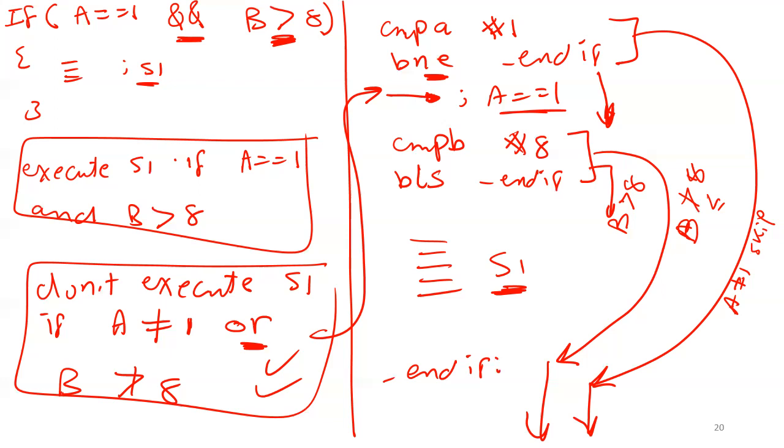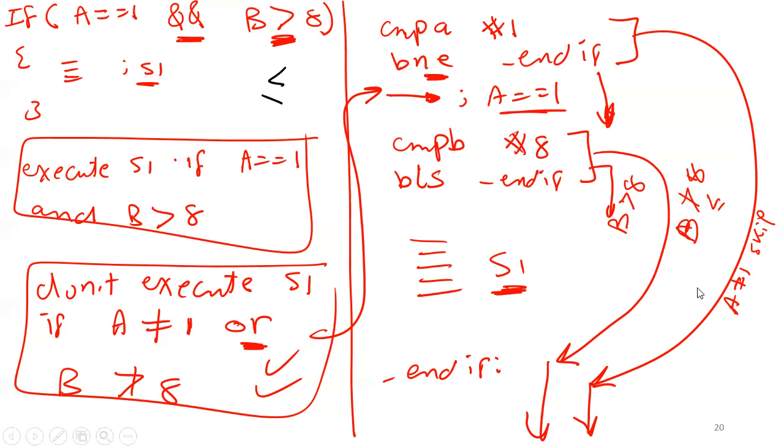For the second one, I'm going to compare B to 8. And then I'm going to say here, less or same, the opposite of this condition. So if it is less or same, that means the condition is false. It means B is not greater. Not greater means less or same. So I'm going to skip to here, okay?